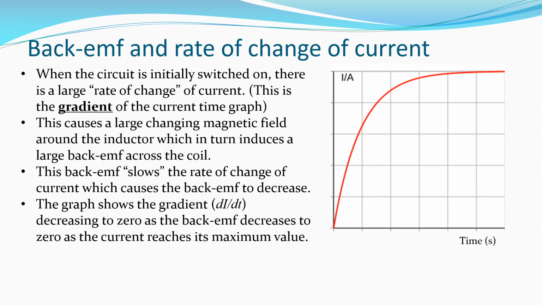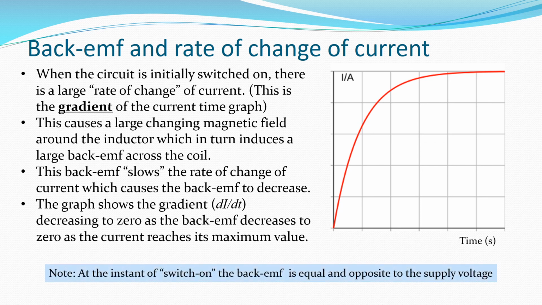We can determine the gradient of the graph by differentiation. The gradient di with respect to dt will decrease to zero as the back EMF decreases to zero as the current reaches its maximum value. When the current has reached its maximum value, there is no change to the rate of change of current, and therefore no magnetic field is being produced, no backwards EMF is being produced.